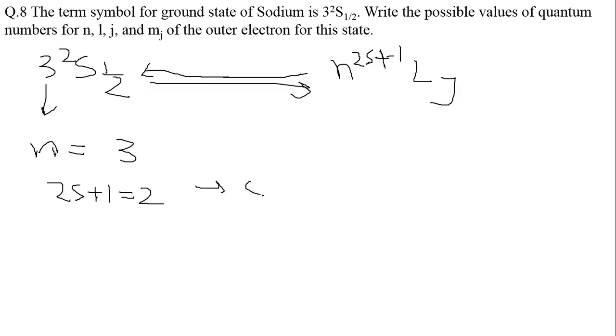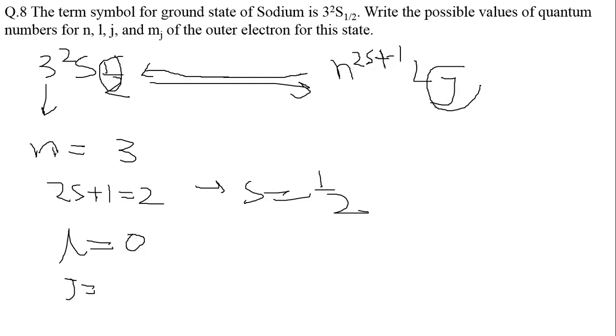So which gives S equals half, and L is how much? For s, L equals 0, and J is, you can clearly see here, it is half, so J is half, and corresponds to J half. What will be Mj? Mj will be plus minus half.